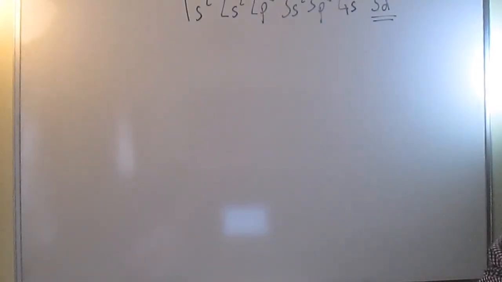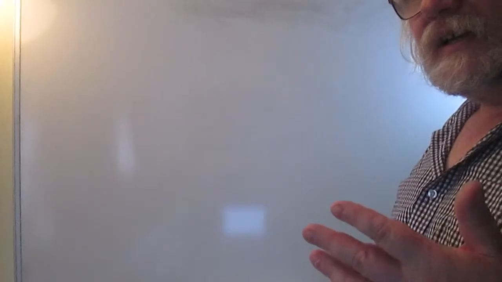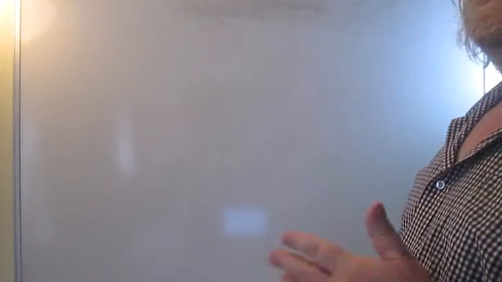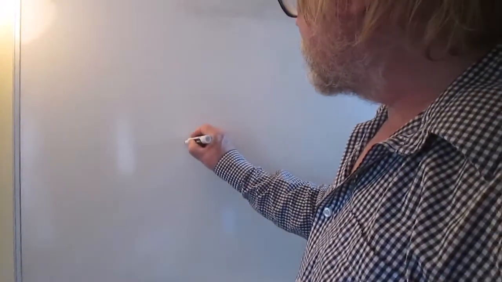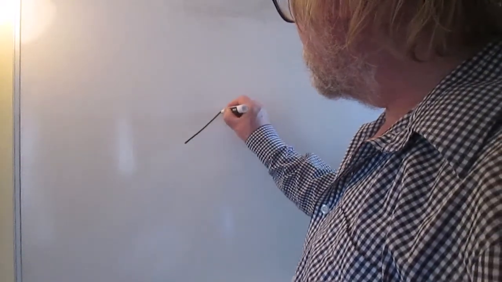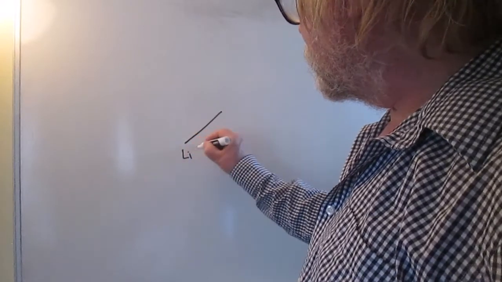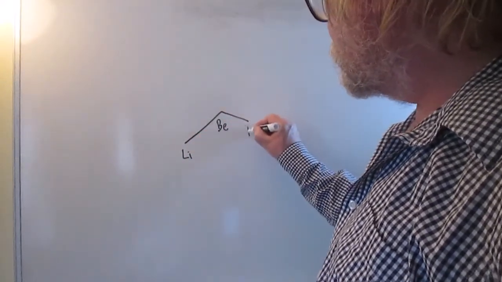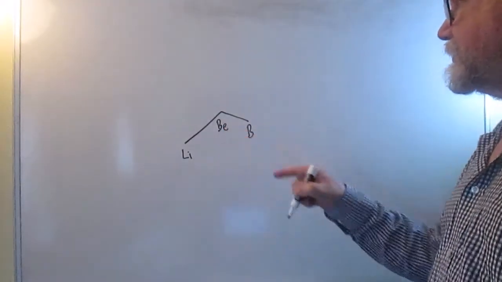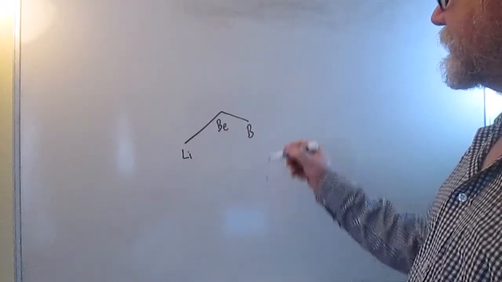the answer is A. Question 2 is a cunning way of checking whether you know about both the trend across a period and the trend down a group. So if we think about, because these elements are in period 2 and in period 3, so let's think about period 2 first of all. And remember the trend goes like this, that we get lithium, beryllium, and then the first of the blips in the trend, where we're switching from 2s to 2p electrons, and that makes it slightly easier to ionize.